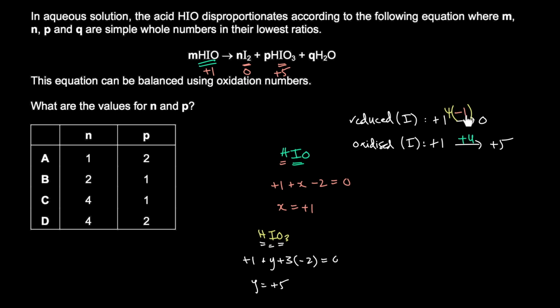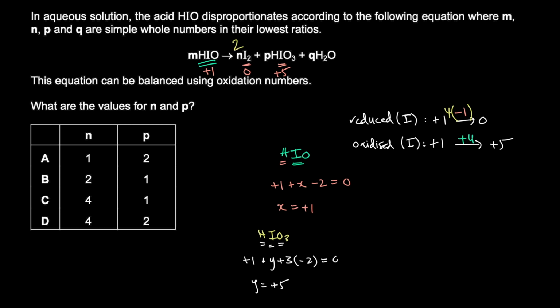Or for the oxidation number to change by minus 1 for every 1 iodine atom that has an increase in oxidation number of 4, or that has a change of plus 4. So we need 4 of these iodine atoms, right, that are a result of reduction for every 1 that are a result of oxidation. So we need 4 of these iodine atoms.